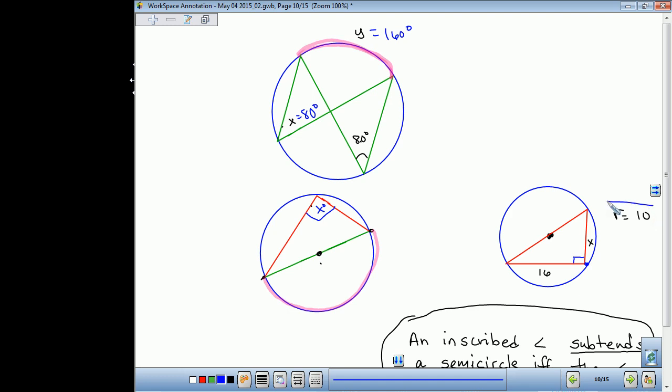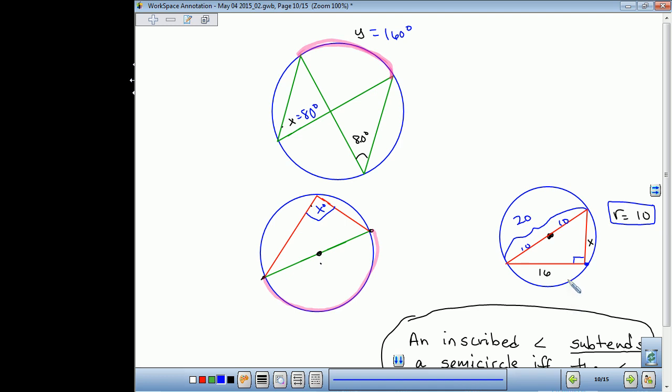Now it tells us that the radius of this circle is 10. So 20. So this would be the 10 here and the 10 there. So the hypotenuse would be 20. Now find the missing leg. 12. Nice.